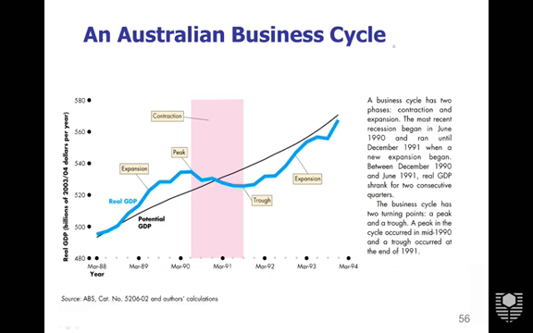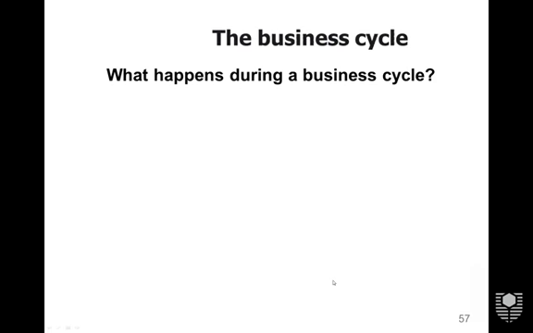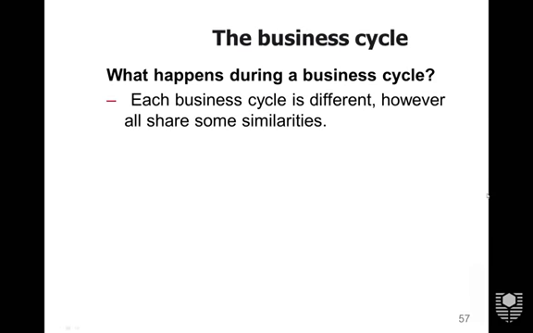This is a typical Australian business cycle, which happened in the 1990s and it was until December 91. So there was a peak, and then there was a downturn, contraction, trough, and then an expansion, downturn again, and then expansion again. So what happens during a business cycle?